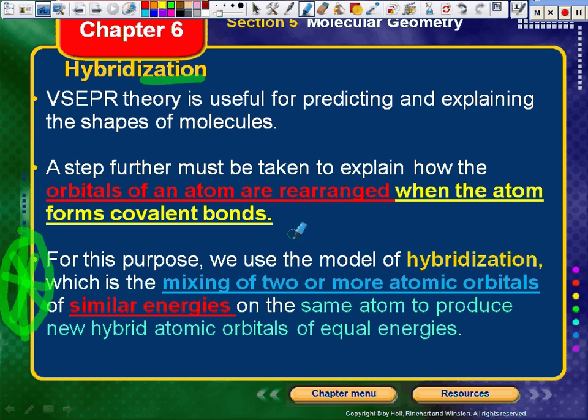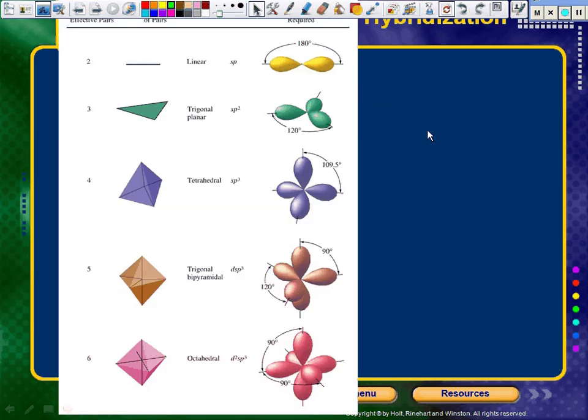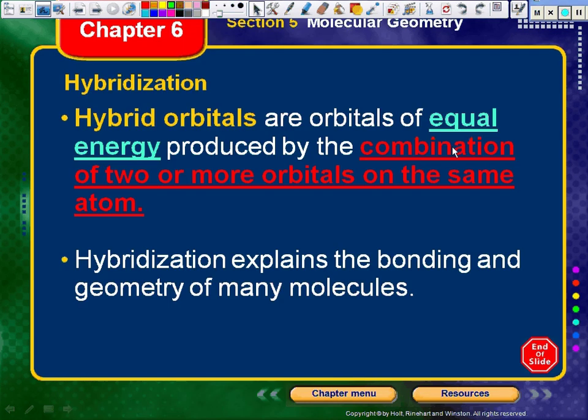So we use the model of hybridization, which is the mixing, the overlapping of two or more orbitals of similar energies to produce a covalent bond. Okay, so that's what has to happen, is you have to allow those orbitals to overlap or mix, because if they don't mix, they cannot bond. Let me go back real quick. So again, hybrid orbitals are orbitals of equal energies produced by a combination of two or more orbitals in the same atom.